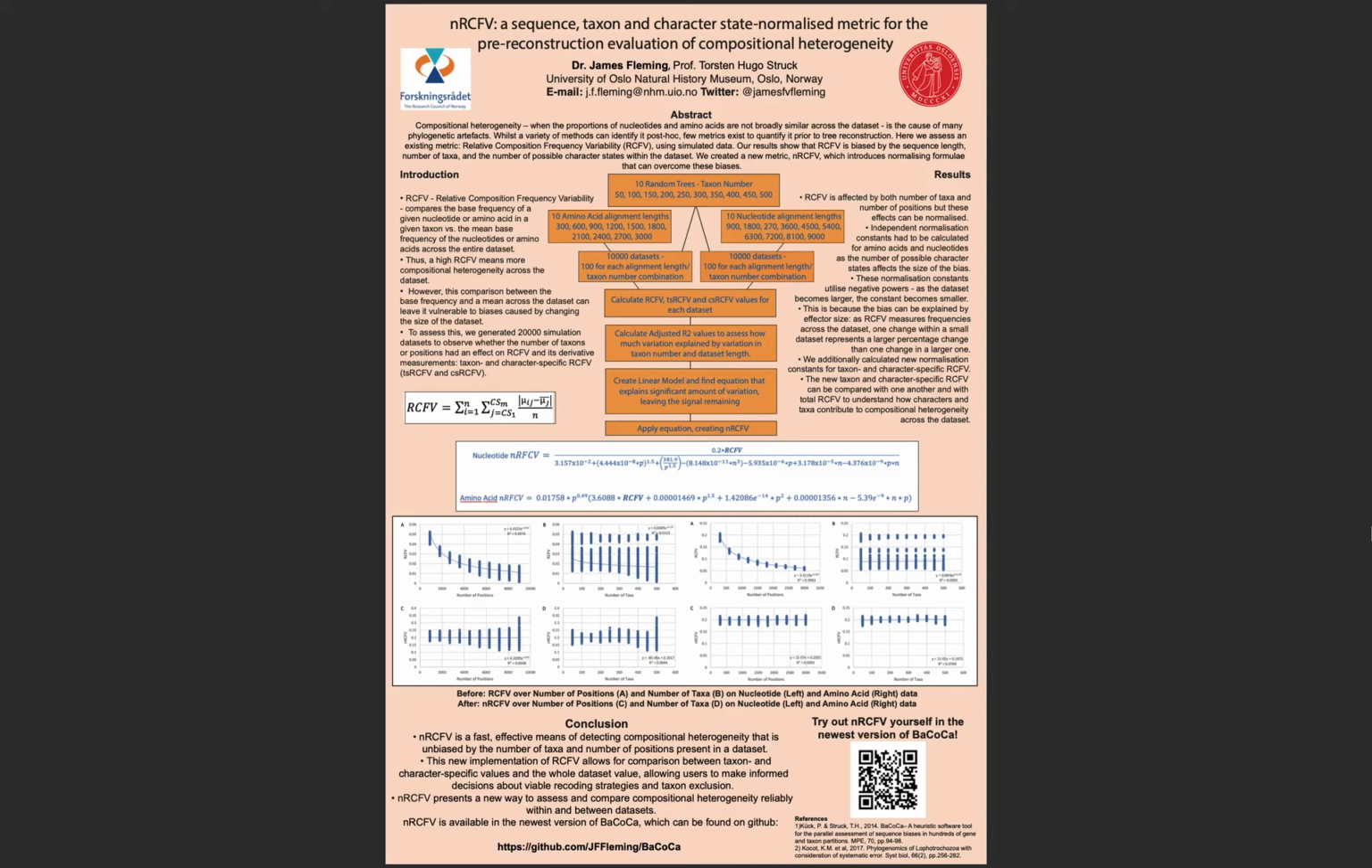nRCFV is a fast, effective means of detecting compositional heterogeneity in your dataset that is now unbiased by the number of taxa and the number of positions present in the dataset. This new implementation allows for comparison between taxon and character-specific values and the whole dataset value, which can allow users to make informed decisions about viable recoding strategies and taxon exclusion, rather than merely informing you about whether or not a sequence is compositionally heterogeneous or not.